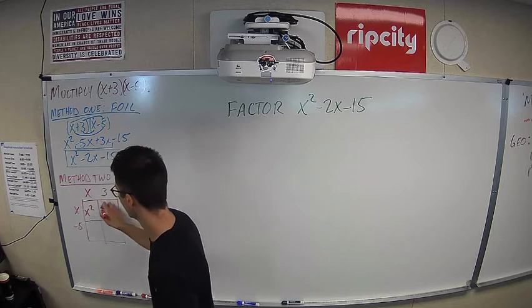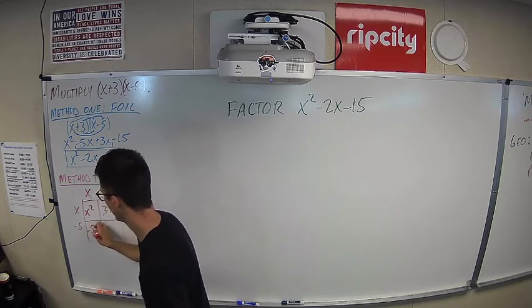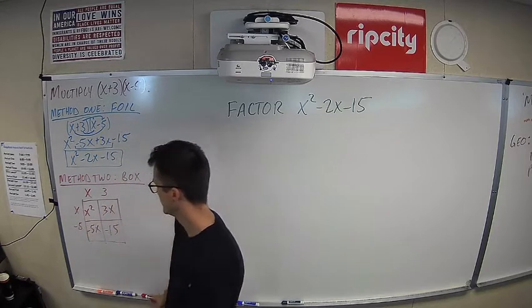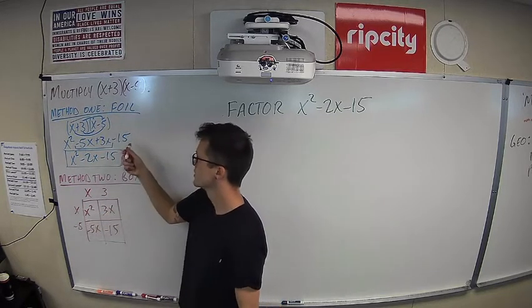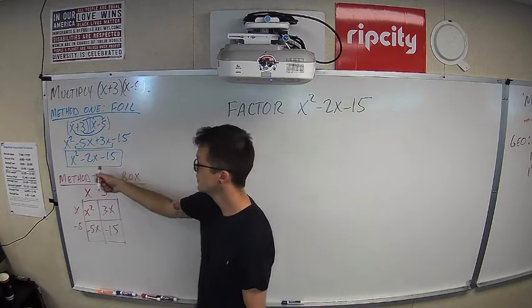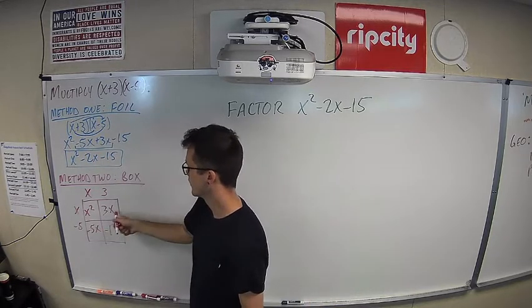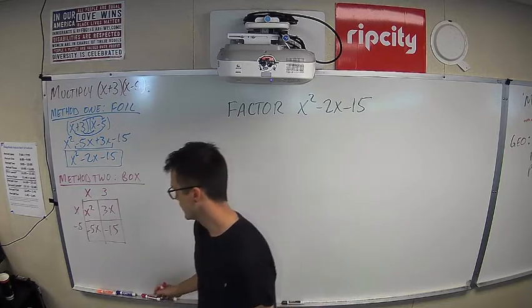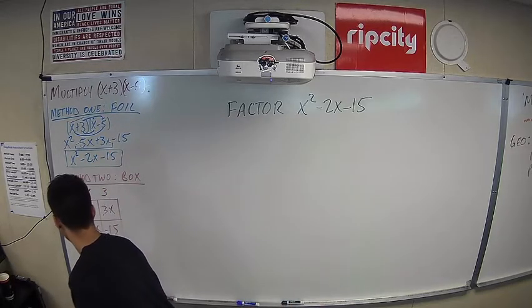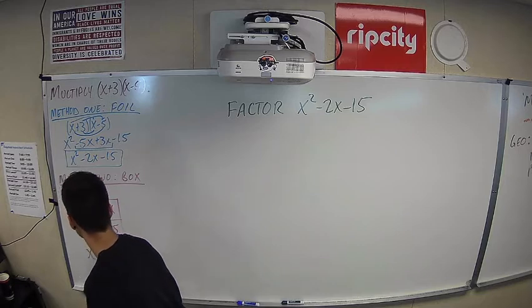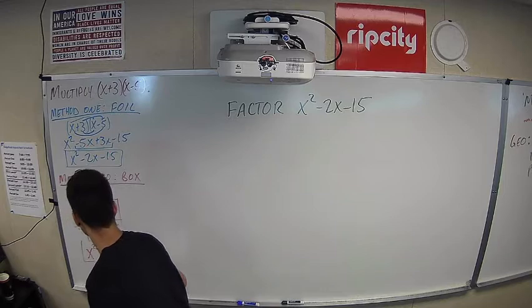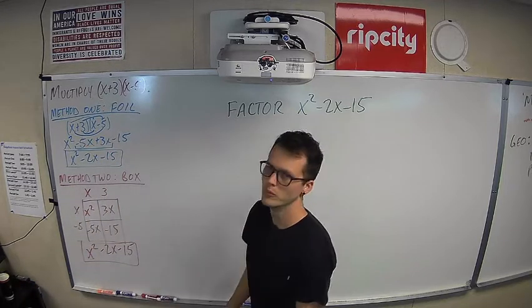x times 3 is 3x. x times negative 5 is negative 5x. 3 times negative 5 is negative 15. Notice how these four terms are the same four terms that we have here, the negative 5x and the 3x, as well as the x squared and the negative 15. Now we just combine like terms in the same way, and we learn that this equals x squared minus 2x minus 15. We get the same result both ways.